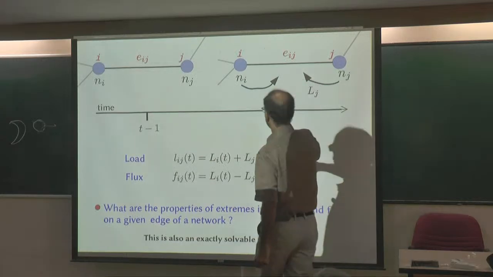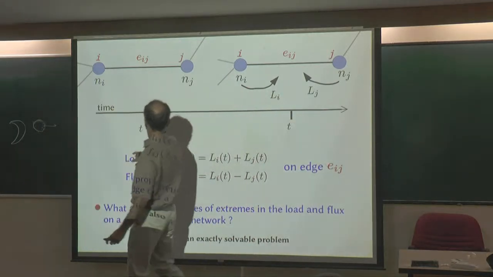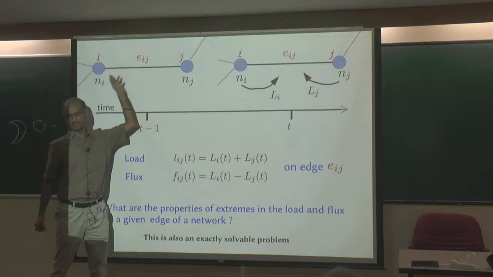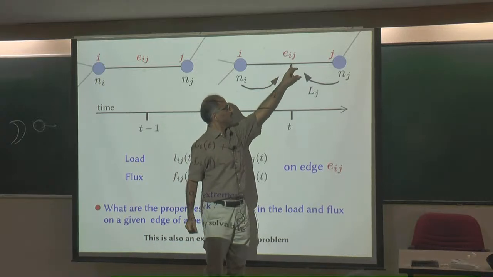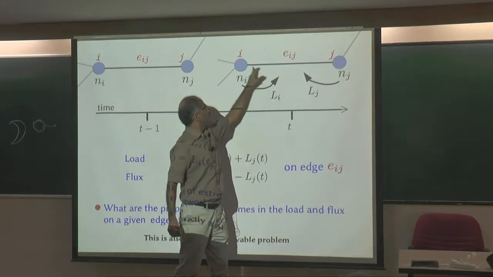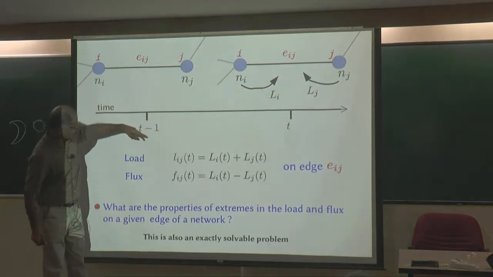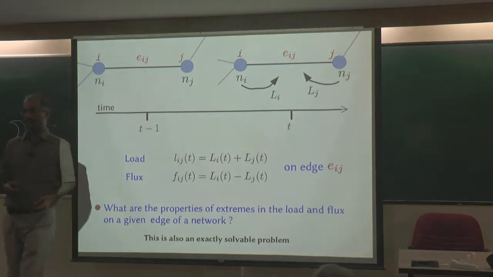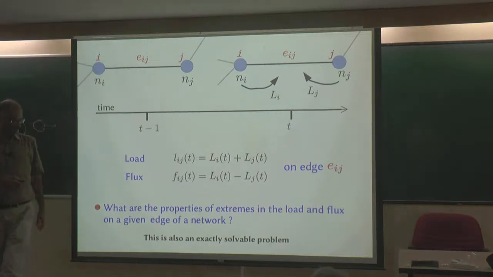So we can define two kinds of quantities, load and flux. Let's say that at some particular time here, t minus 1, there are ni walkers and nj walkers on these two nodes. Now at time t, a part of these walkers, Li, are actually jumping through this edge and reaching here. And similarly, a part of these nj walkers, which is Lj, are jumping using this edge and reaching here. Now your load is simply the sum of this Li and Lj, and flux is the difference between Li and Lj. So now you can go back and ask, are there extremes in this load and flux?